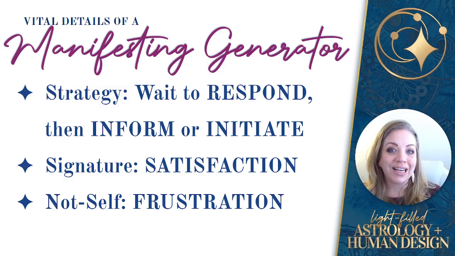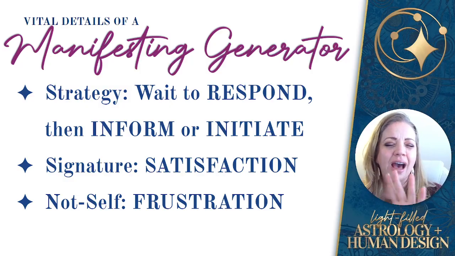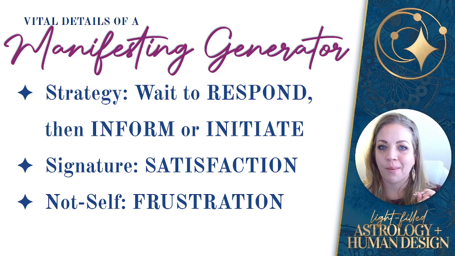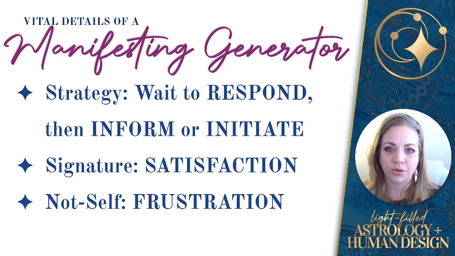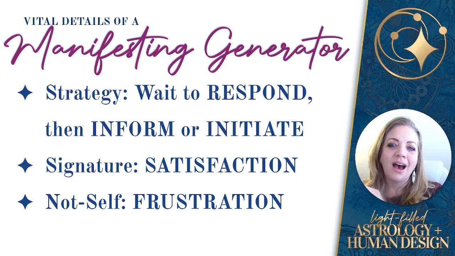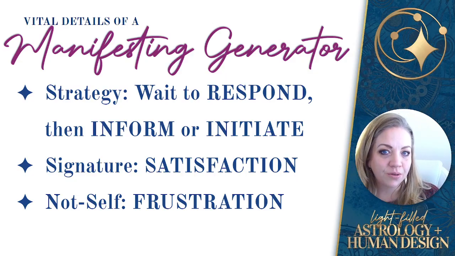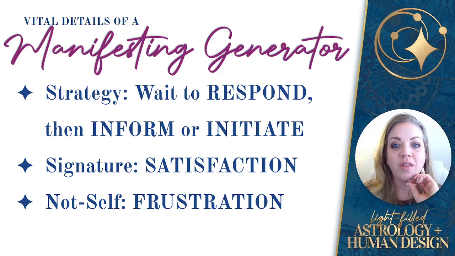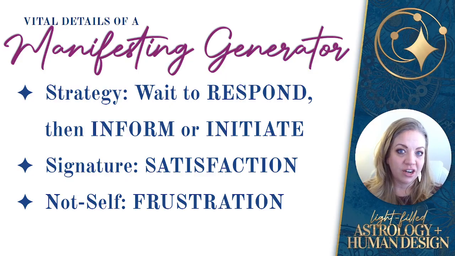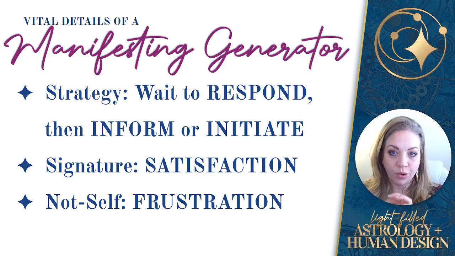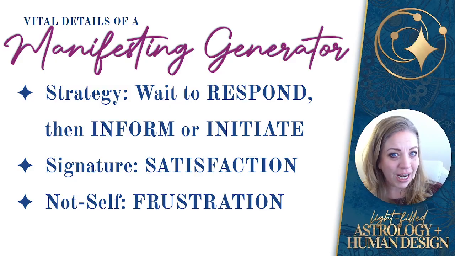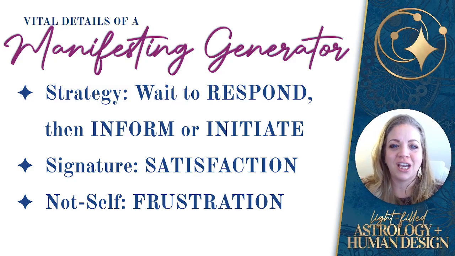So your strategy is to wait to respond, which is absolutely vital that you completely get that part. So crucial. So again, go back and watch the generator part if you didn't catch that part yet. And then after you wait to respond, once you know what is right for you, then you inform or initiate. It is so common for manifesting generators to get those out of order because, I mean, who wants to wait for anything, right? Especially when you have all that energy.